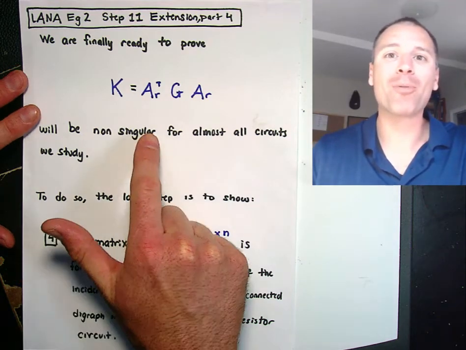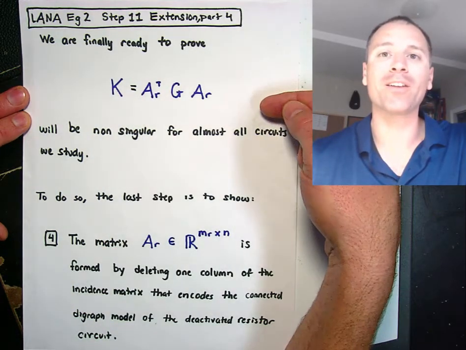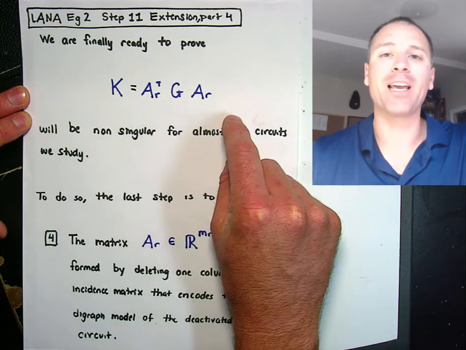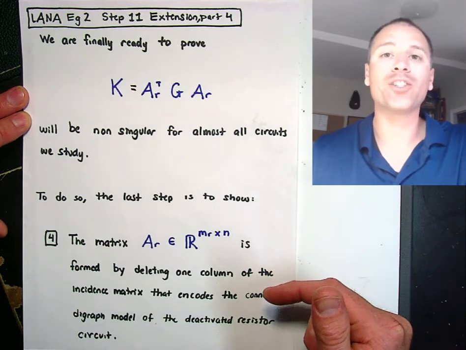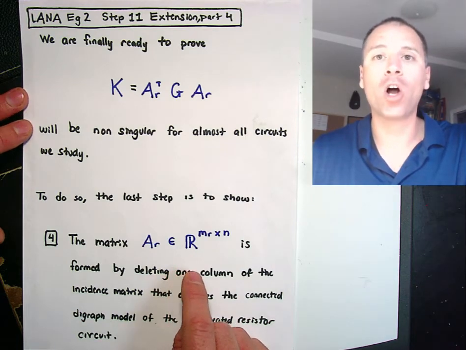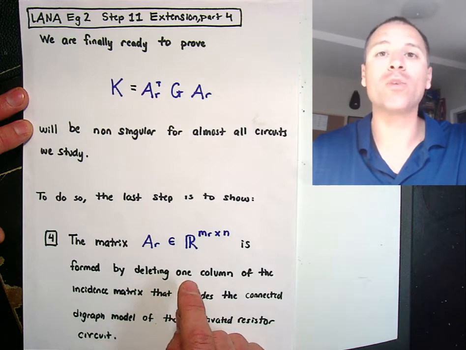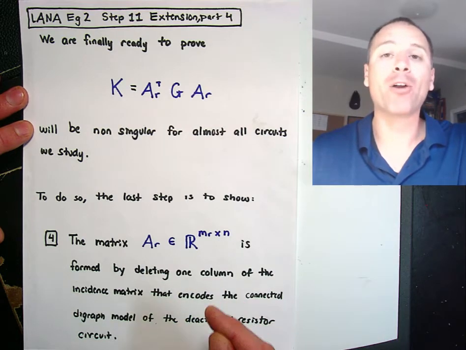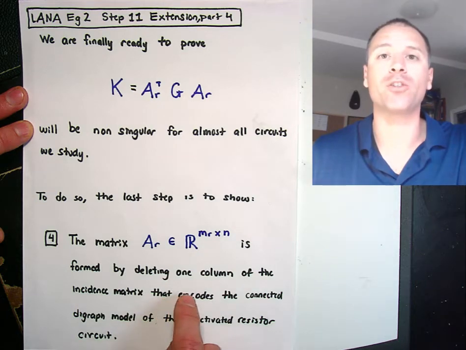We're at the end of our proof that the coefficient matrix arising in the linear algebraic nodal analysis algorithm, the matrix K equals A_R transpose times G times A_R, is indeed non-singular. In step 4, we're going to show that the matrix A sub R comes from deleting one column of the incidence matrix corresponding to the deactivated resistor circuit, which for almost all circuits that we will ever consider can be modeled by a directed graph. Thus, we're going to delete one column of an incidence matrix associated with the directed graph.